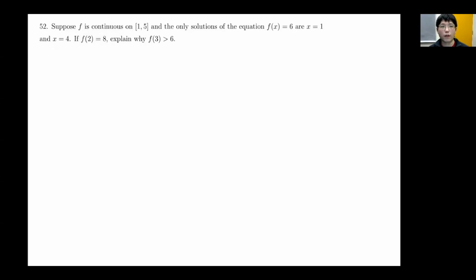In this supplementary video, we will solve two very tricky problems regarding the application of the intermediate value theorem. For this problem, suppose f is a continuous function on the closed interval 1 to 5, and the only solutions to the equation f of x equals 6 are x equals 1 and x equals 4. You are also given that f of 2 equals 8, and you need to prove that f of 3 is greater than 6.